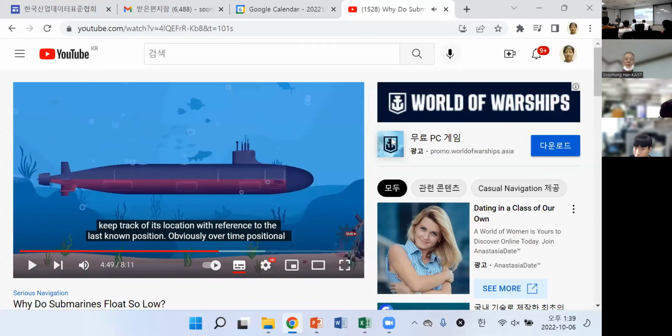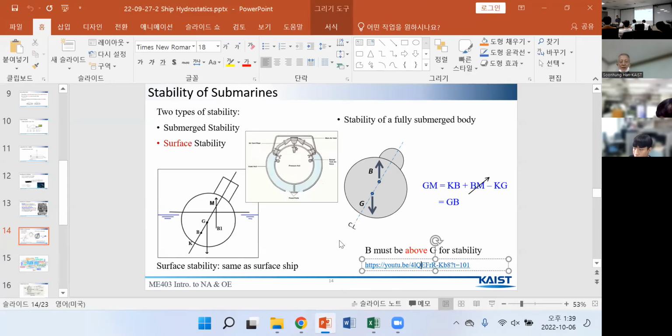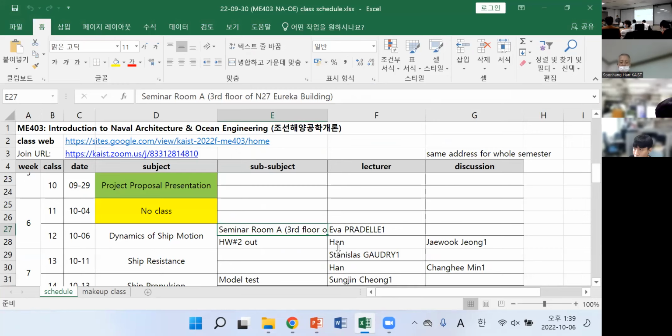Right. So the other thing is related to the dynamics. You can see it in the later stage. Right, that's the end of my part. Then we move on to the lecture today.